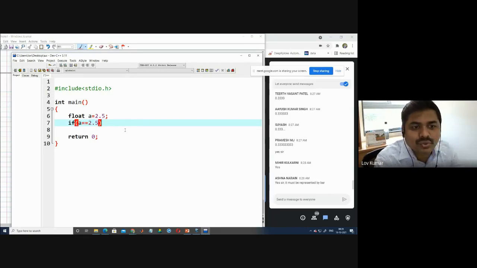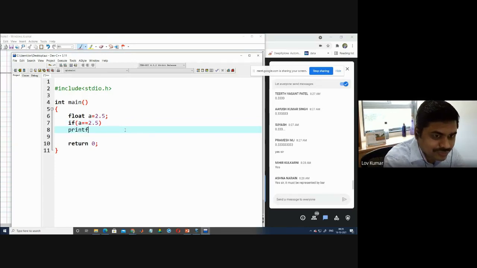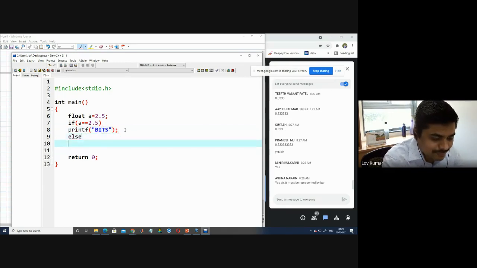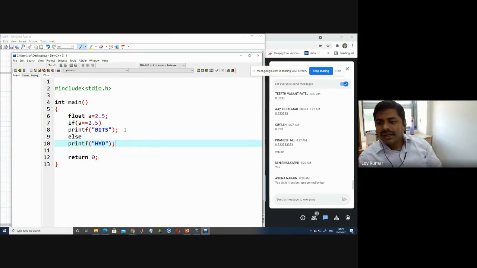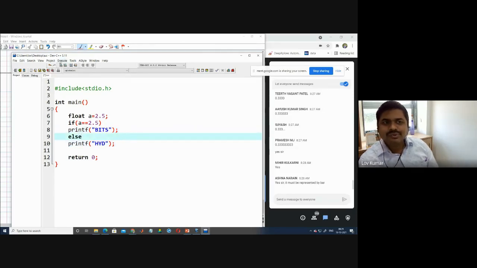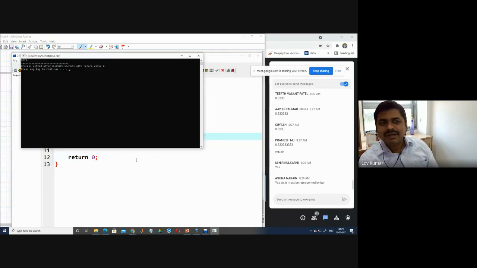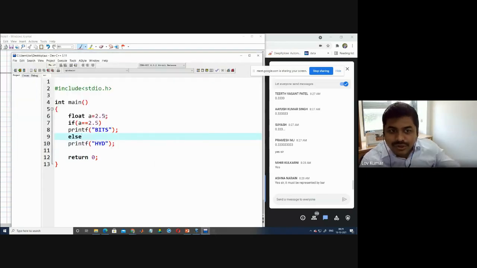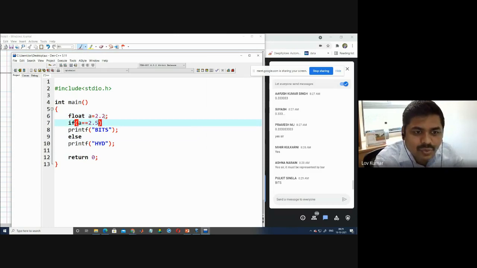If a equal to 2.5, printf bits, else printf Hyderabad. It means basically we are going to check the value. If the value of a equal to 2.5, it will print bits. Otherwise, it will print Hyderabad. Now I am going to execute this expression. What value will it print? It will print bits.